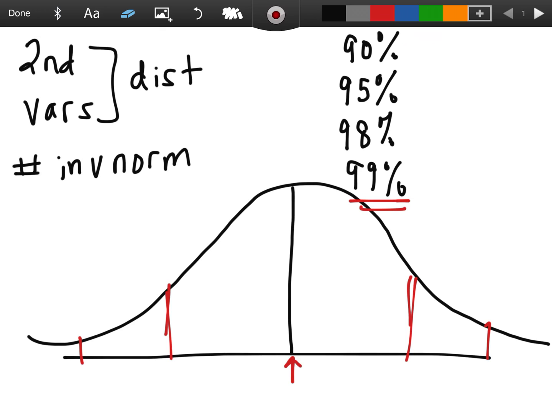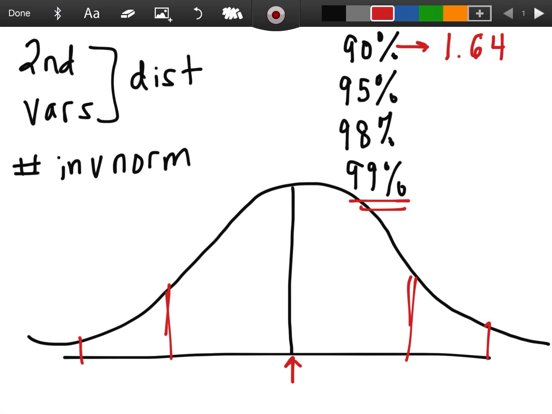Now, if you have a row that says tail: left, center, and right, you want this to be in the center. If you do not have that button, then your calculator doesn't have this functionality, and you need to write this information down. So a 90% confidence interval is going to be 1.64 standard deviations away from the mean.